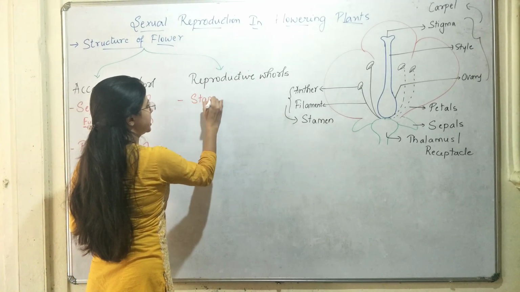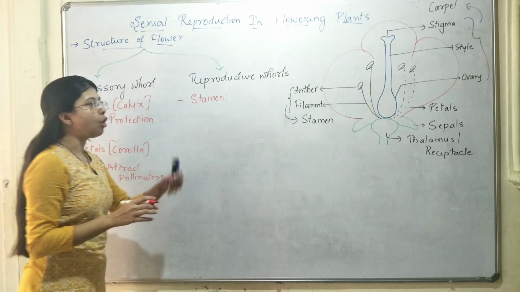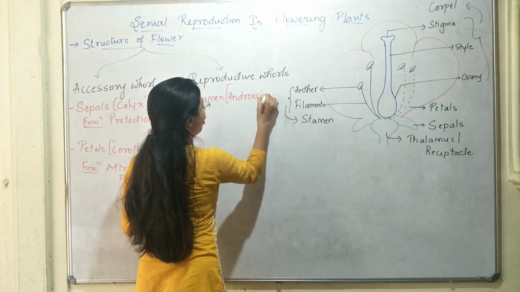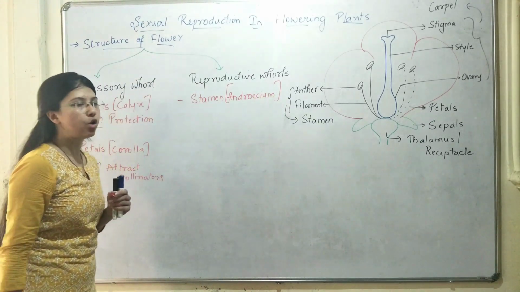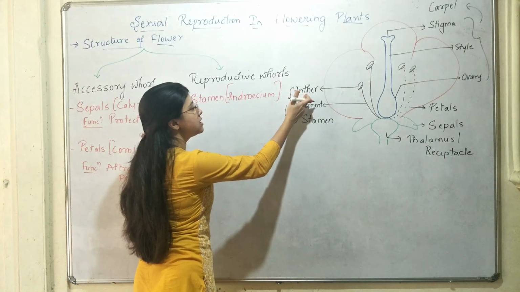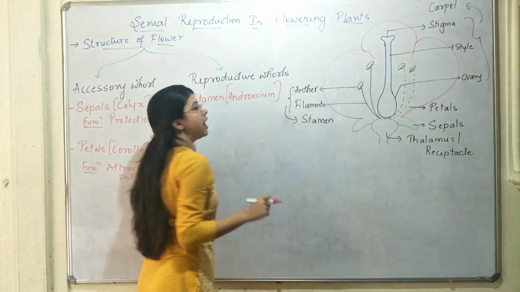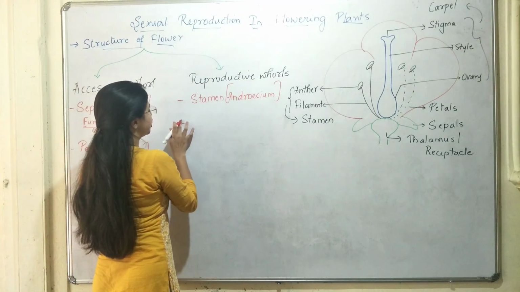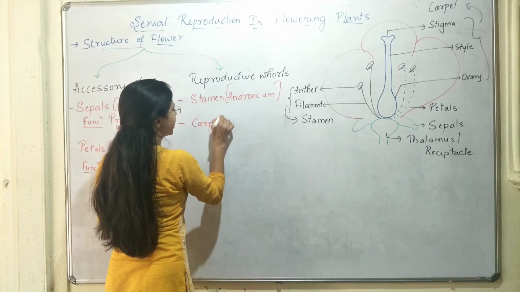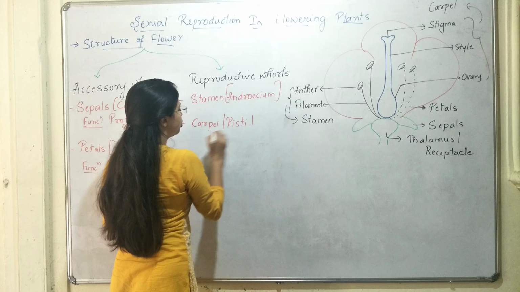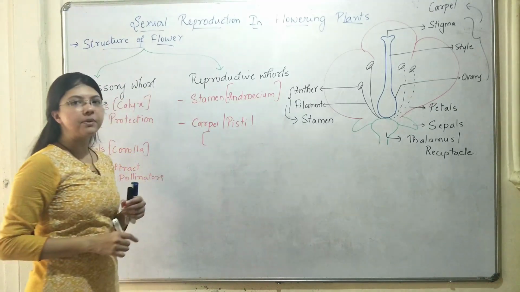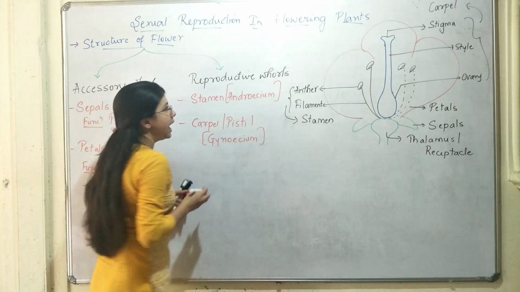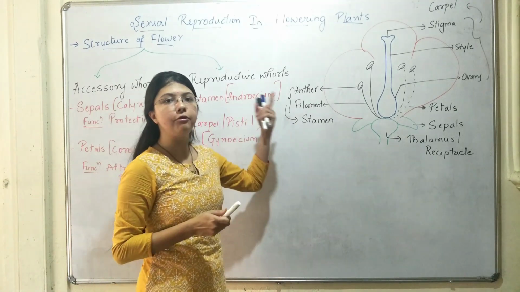Reproductive whorls will include the stamen. Now when you talk together about all the stamens of a flower, it is called androecium. Collectively, all the stamens, what will they be called as? Androecium. And as I said, they have two parts, the anther and the filament. Anther is that part where exactly the pollen grains will be formed. The second reproductive whorl is the carpel, or it can also be called pistil. Collectively, all the carpels of a flower are termed as gynoecium. And this is the part which is going to give rise to the female gamete.